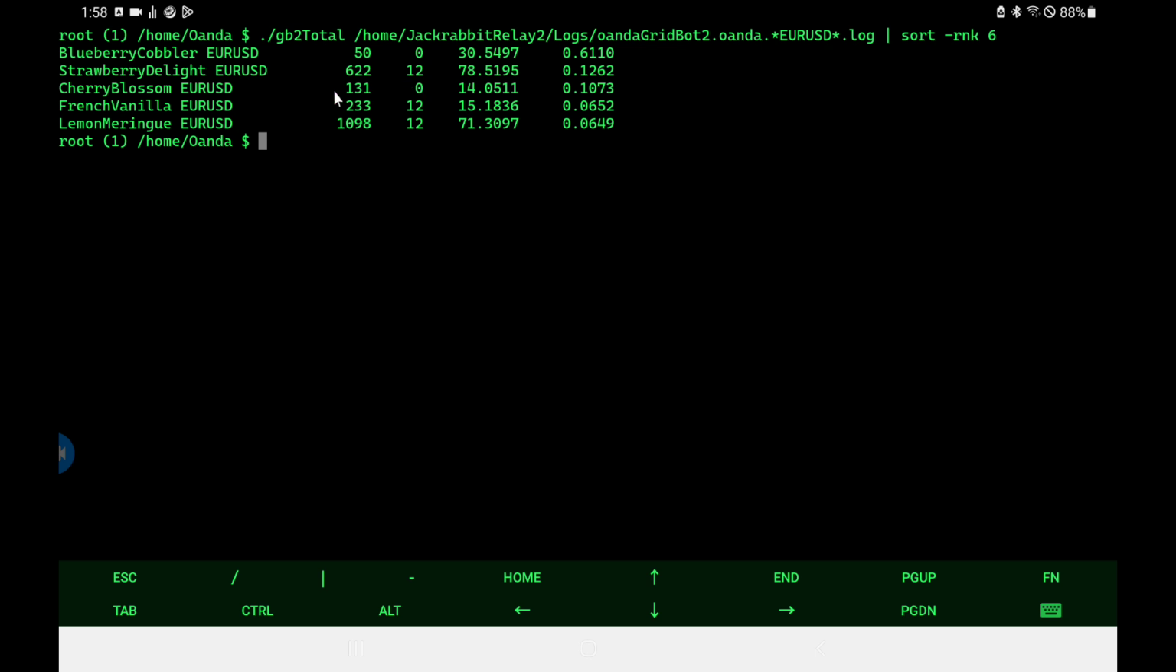Now, Blueberry Cobbler and Cherry Blossom, they both have 43. Blueberry Cobbler has been running longer than Cherry Blossom, which is why the profits are different, and also why the averages are different. But the fact that this has made 61 cents average per trade is really quite outstanding, and yet it's only taken 50 trades.